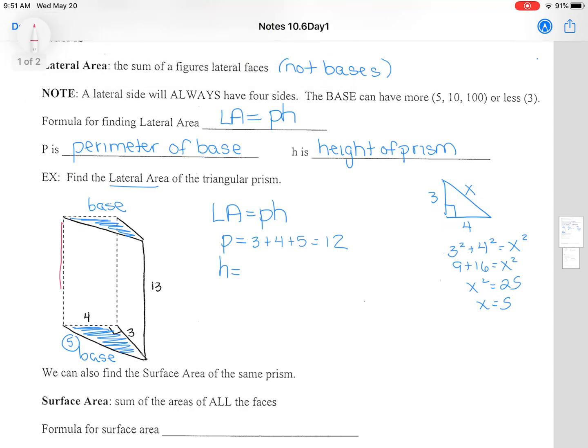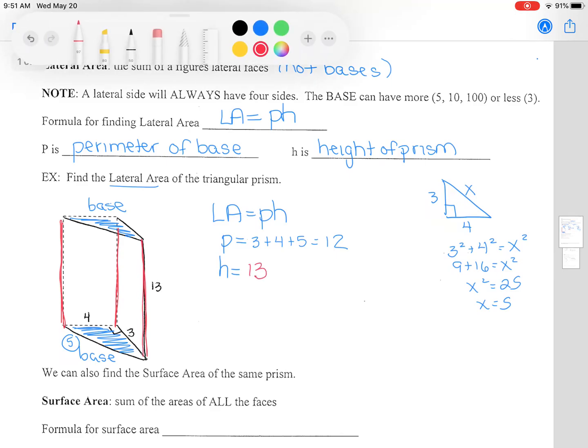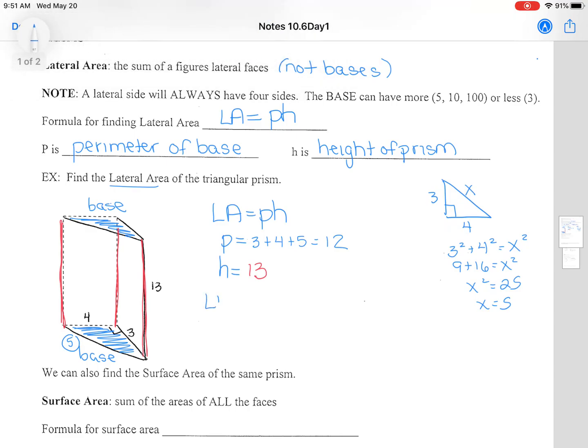Now, the height is the one that attaches or connects the 2 bases. So this is a height, this is a height, and this is a height. So the number that you give for height would then be 13. Again, it needs to connect the 2 bases. It is not just a random line. It actually has to go from one base to the opposite side to the other base.